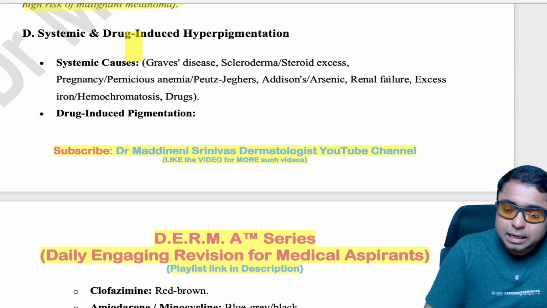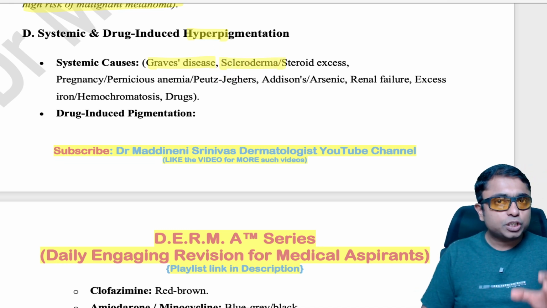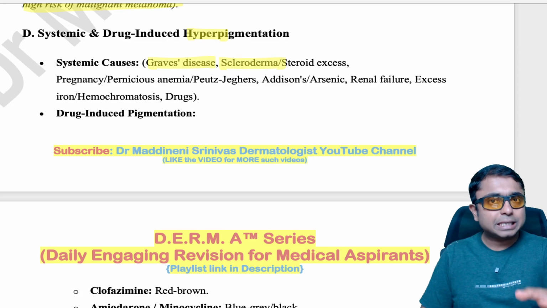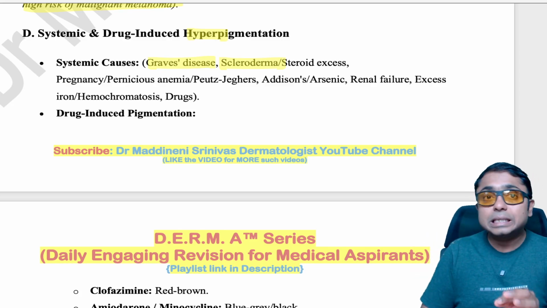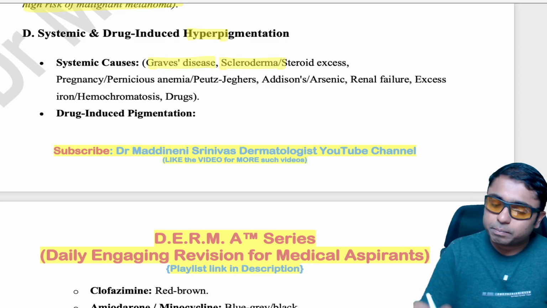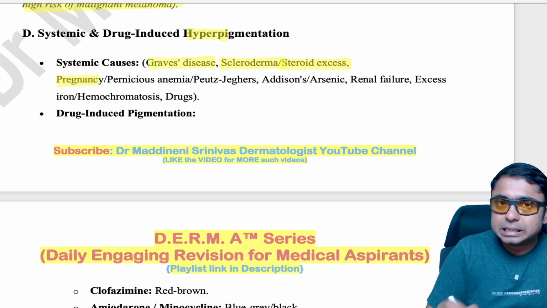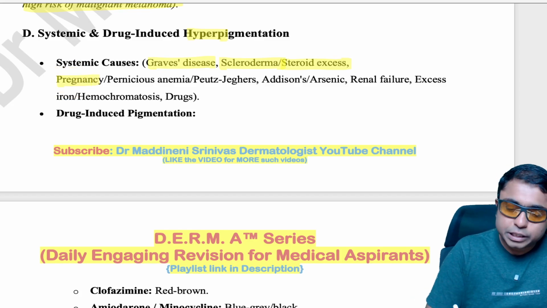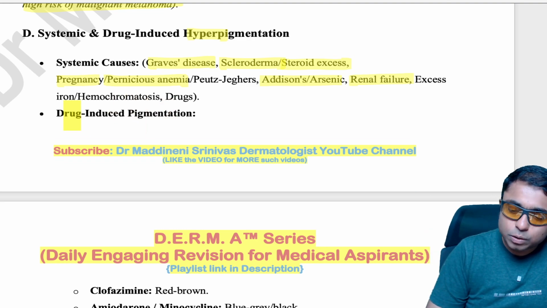Some systemic causes and drugs can induce hyperpigmentation. Systemic causes: Graves disease, scleroderma. If you remember, scleroderma patients are going to have both hyperpigmentation as well as hypopigmentation juxtaposed over the same area, and this is what is called salt and pepper pigmentation. Very important previous year question. Steroid excess can also produce pigmentation. Pregnancy, you all know the changes which can happen, linea nigra and all. Pernicious anemia, Peutz-Jeghers syndrome, Addison's disease, arsenic poisoning, renal failure. So these are all the other ones, and also drugs.